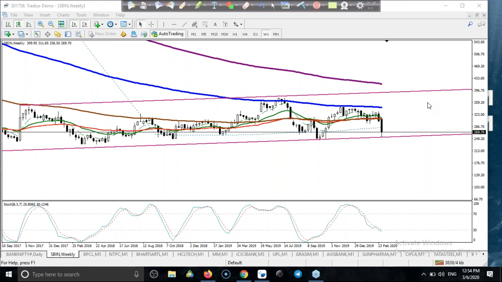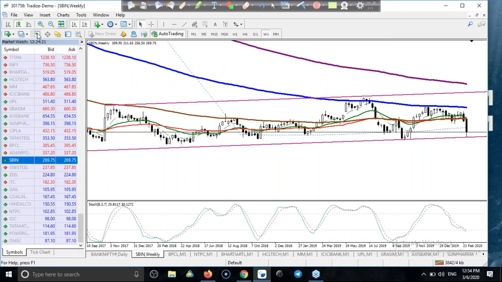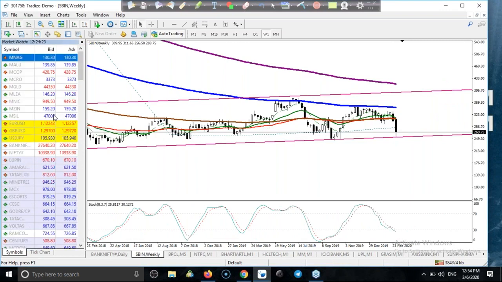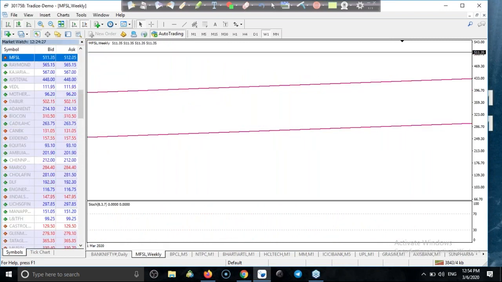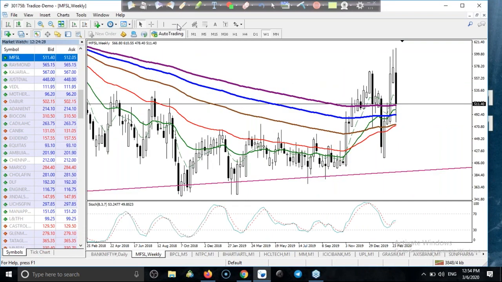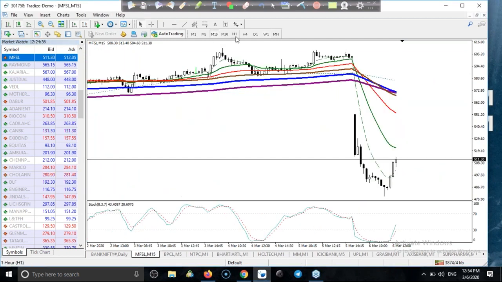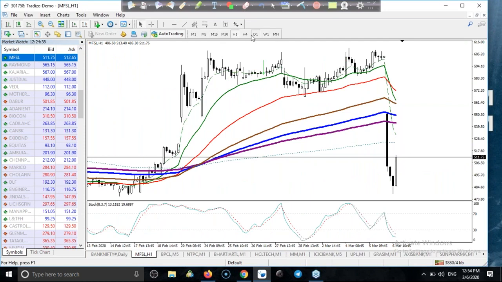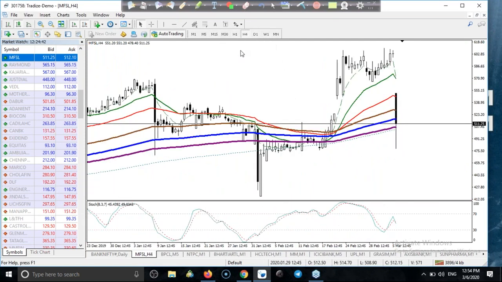MT4 is different. Let me check it once again. MFSL, what happened? Yeah, MF is also falling down. Every stock is falling down. There is no stock running toward upside.